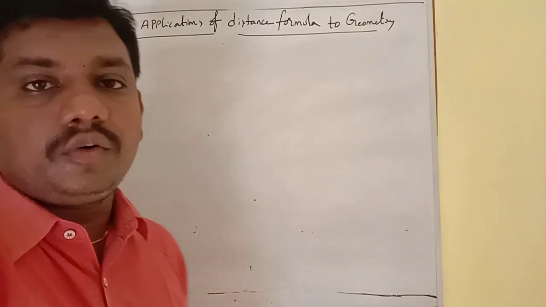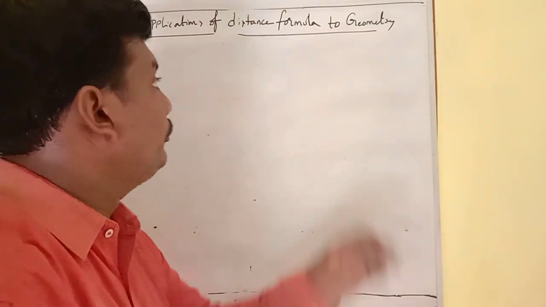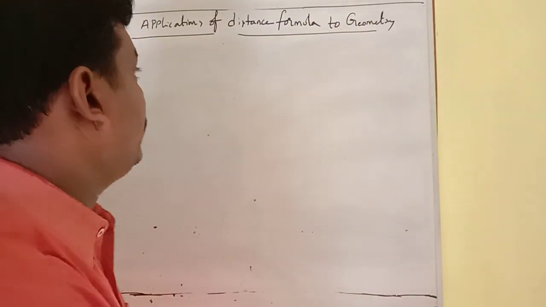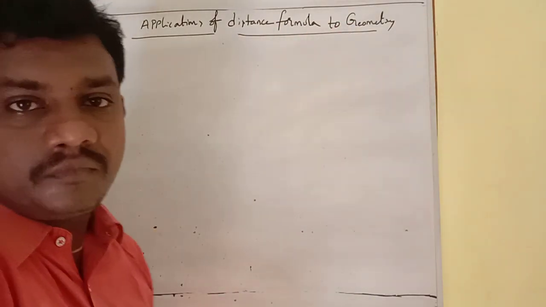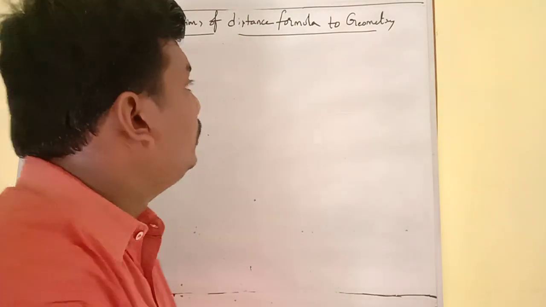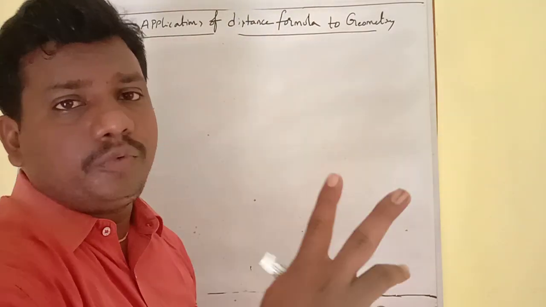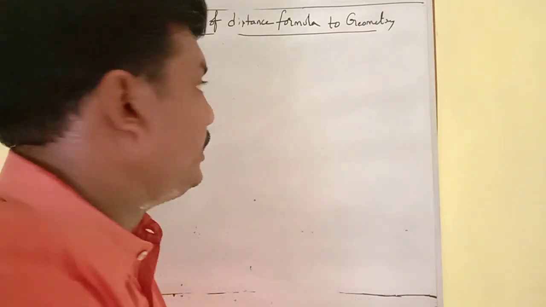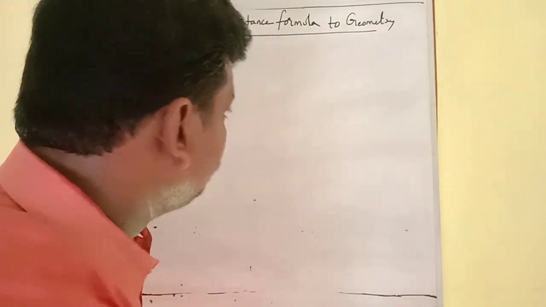So now we already told that the distance formula we are going to calculate in coordinate geometry. So in geometry, how is the distance formula used? Before going to that, we know that any 2 points are collinear. If you take one more point, consider collinearity.